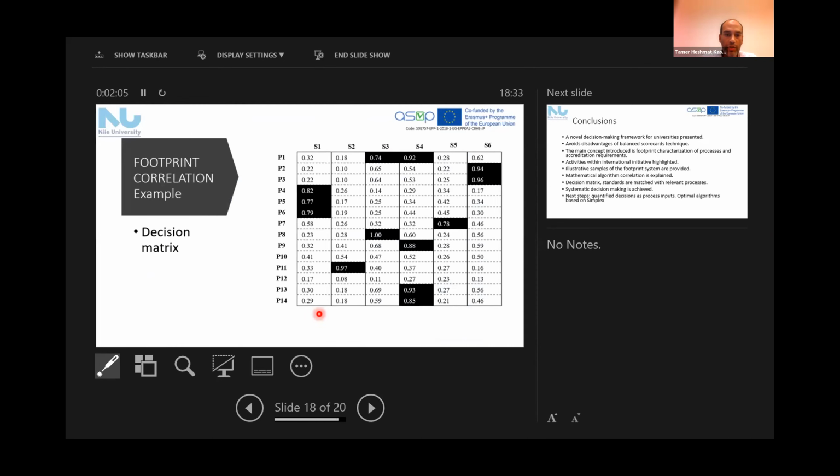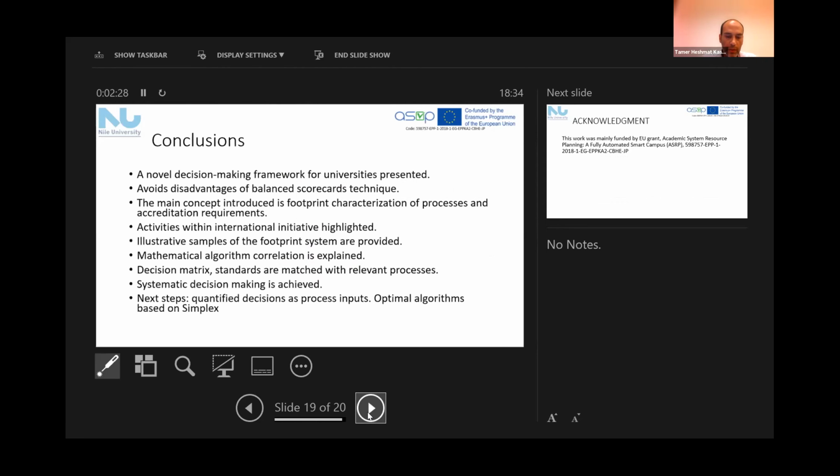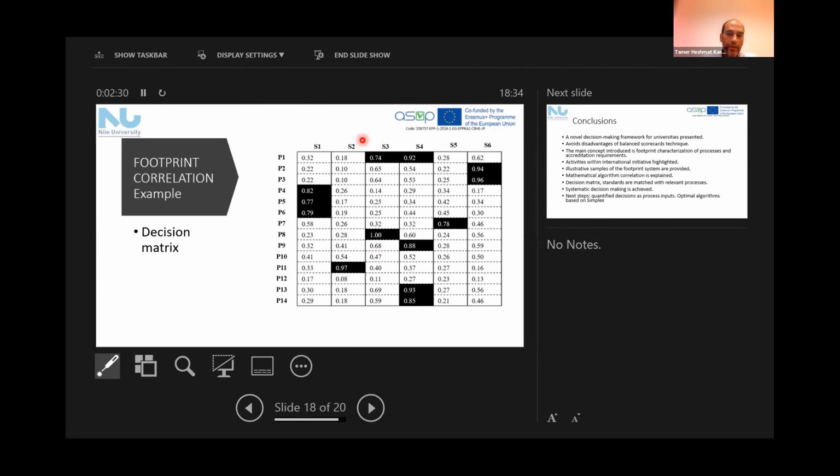We have here a decision matrix. The decision matrix highlights the process that is well used to control or to improve the standard. For example, process 1 should control very well standard 3 and standard 4. Process 2 can be used to control standard 6. And for example, process 10 is totally irrelevant to these standards. Okay, this is the output of the decision matrix. As we can see, this decision matrix provides the decision maker with very solid grounds for having clear decisions.